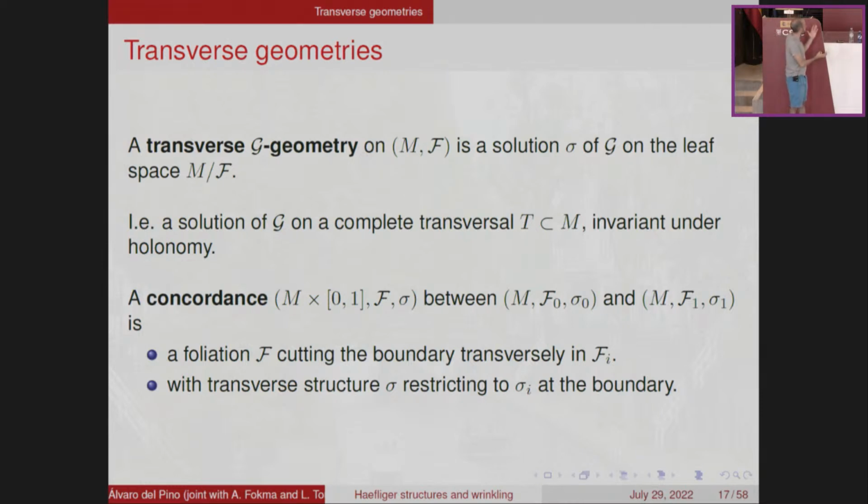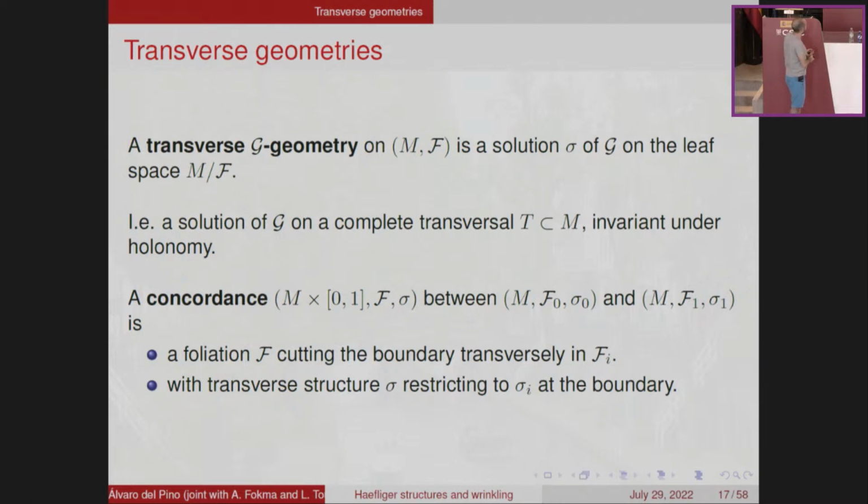What I'm doing now is I'm going to say I have two manifolds. They have a foliation with transverse geometry. And I'm going to put a foliation with transverse geometry of the same corank in the manifold times interval. And this will be a concordance between them. Yeah. And so this is what it says. This is the equivalence relation that is kind of natural for foliations with transverse geometry.